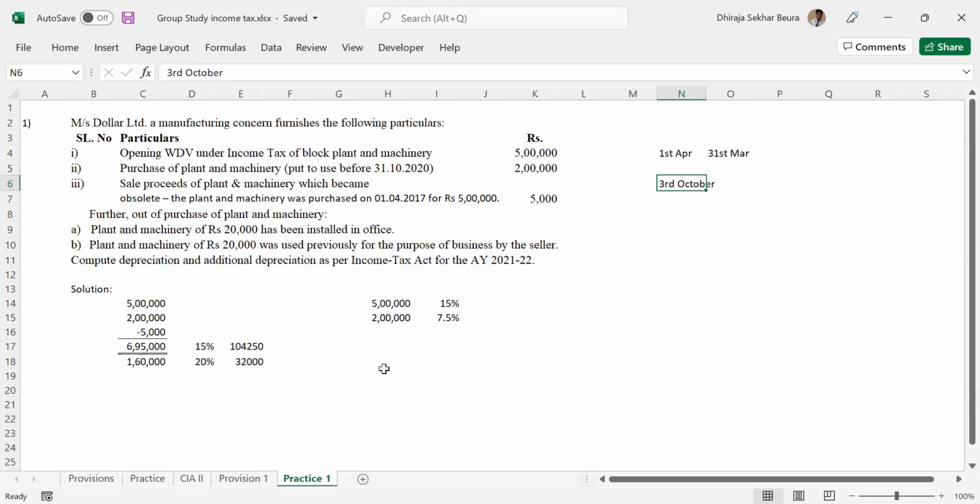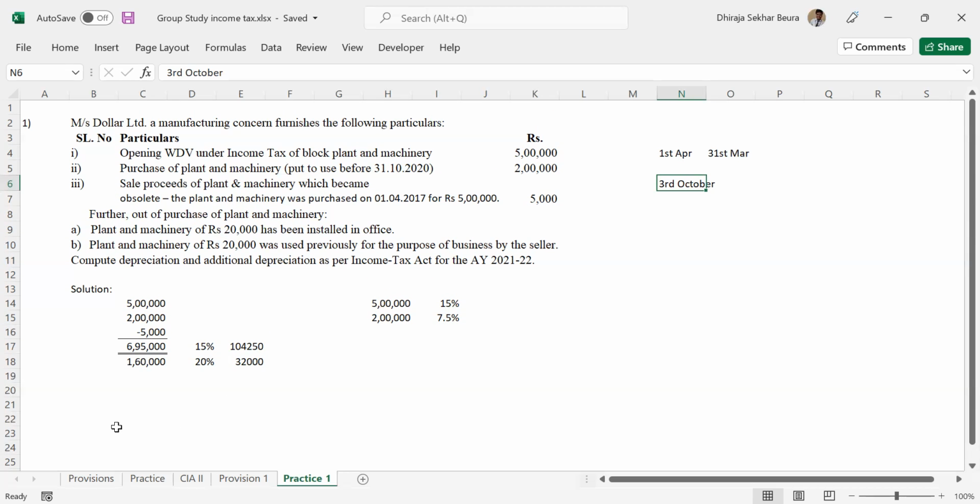Purchase of plant and machinery. So 2 lakhs only. 1,80,000 is the incorrect answer. 2 lakhs is also an incorrect answer. Anybody else can think of anything?